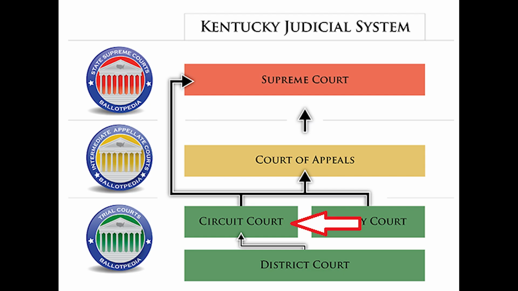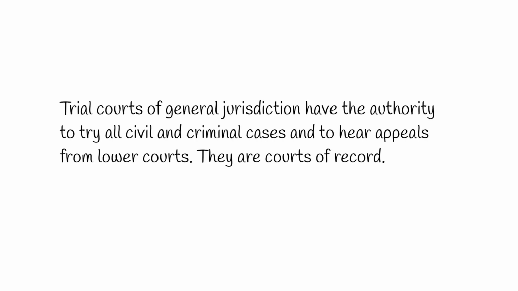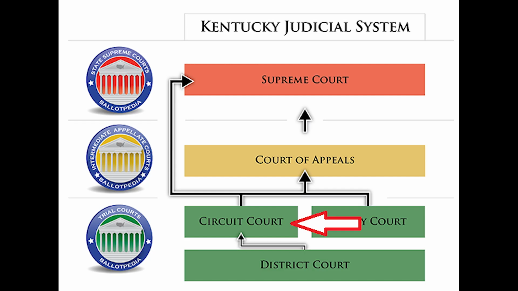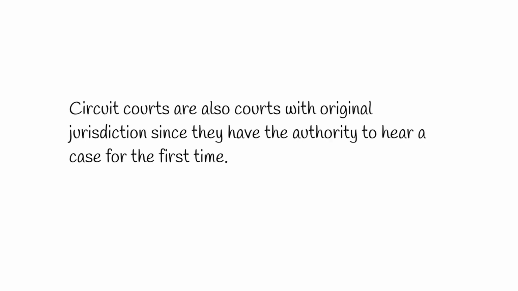Depending on the state, trial courts of general jurisdiction may be called district courts, superior courts, or circuit courts. In Kentucky, circuit courts have general jurisdiction. Trial courts of general jurisdiction have the authority to try all civil and criminal cases and to hear appeals from lower courts. They are courts of record. Circuit courts are also courts with original jurisdiction, since they have the authority to hear a case for the first time.